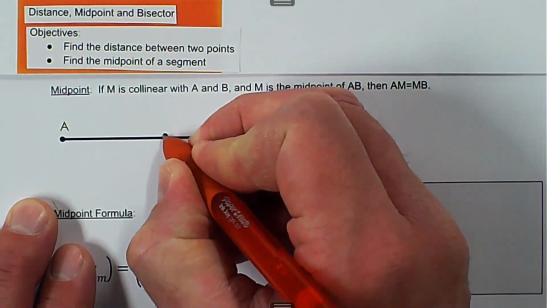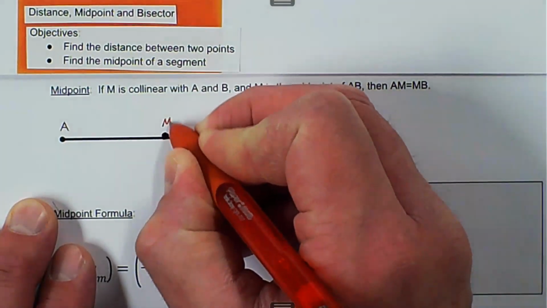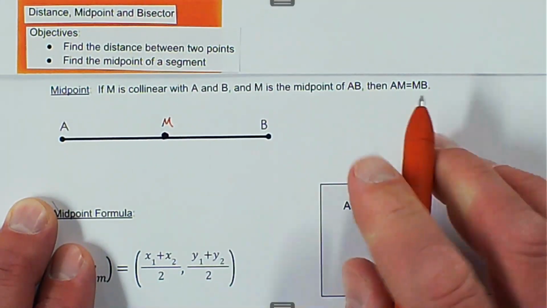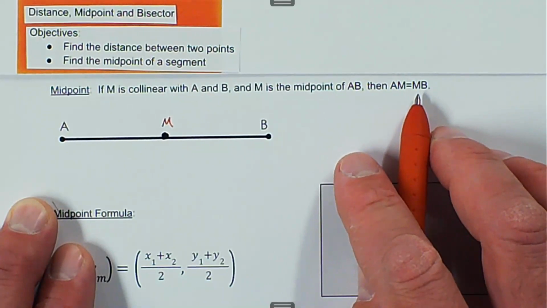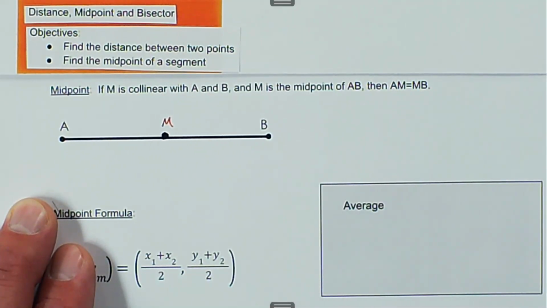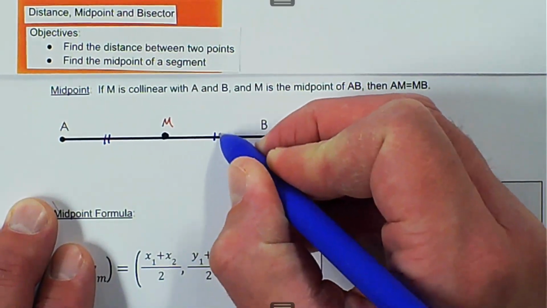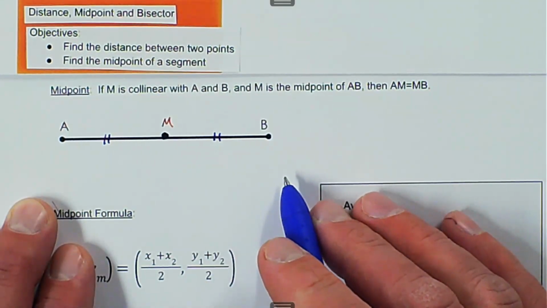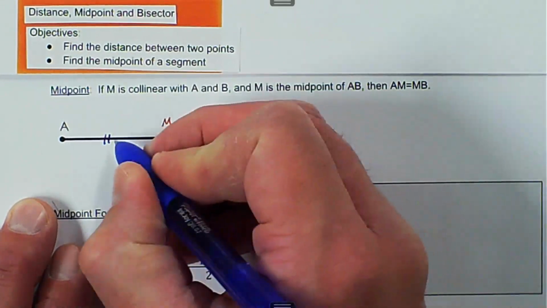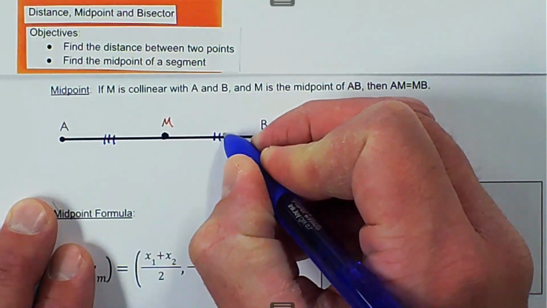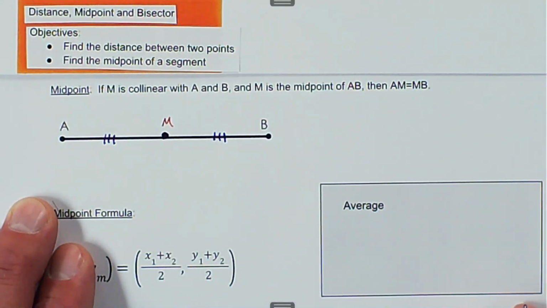Now, if M is the midpoint and it says AM is equal to MB, then we can use congruent marks, and we can say that AM is congruent to MB. If we use 2 marks, then we use 2 on both. We can also use 3. If we put 3 there, then we put 3 there. Okay.